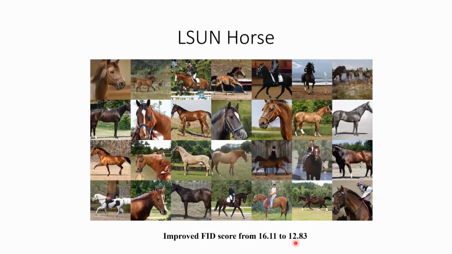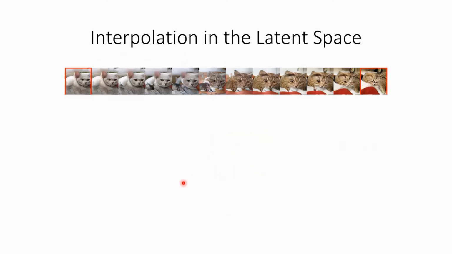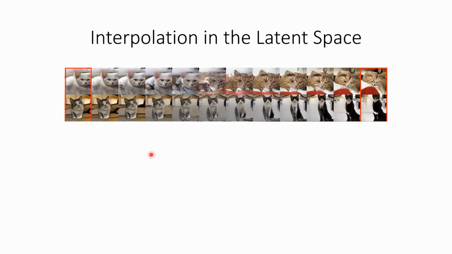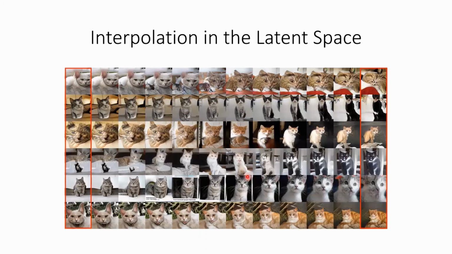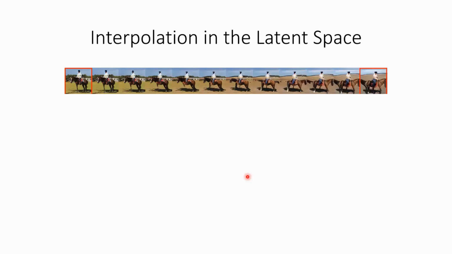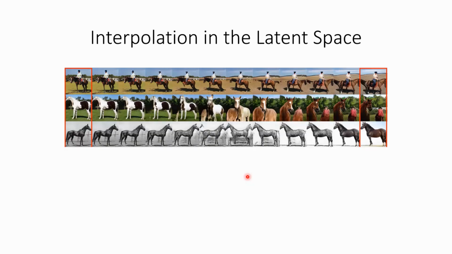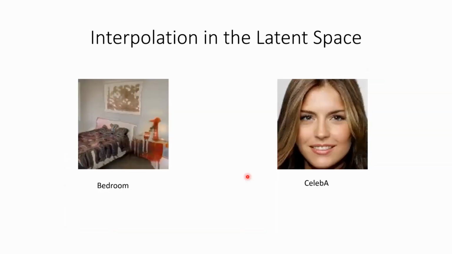We also have generated samples for horses, and to make sure that our model doesn't memorize samples, we actually did interpolation in the latent space by taking two latent vectors, interpolating between them, and generating samples for the interpolation. As you can see here, the transition between these samples is smooth, and the generated samples have high quality. We also did the same experiment for the horse dataset, and as you can see again, we have a smooth transition in latent space. We also have latent representation interpolation for the bedroom and Celeb-A datasets.